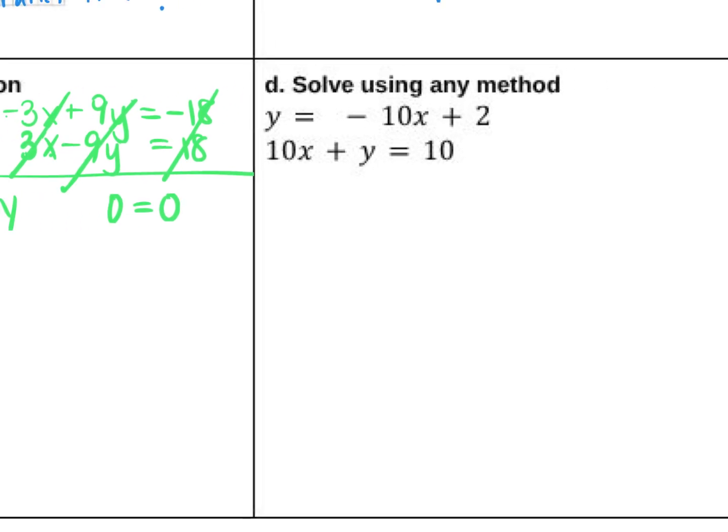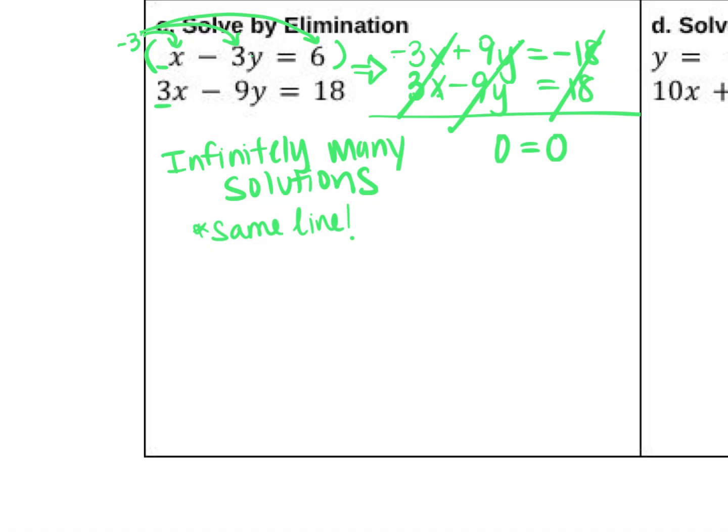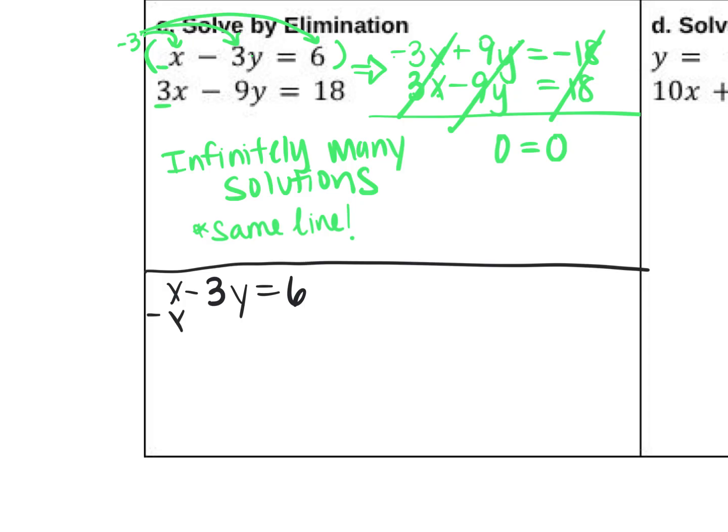This one says solve using any method. So, let's look at that. I really want to show you that they are the same line. This is kind of a bonus. You don't need to write this down if you don't want to. This part right here in the black. I just want to show you how they actually do end up being the same line if you solve for y, so you can see it. And then we divide by -3.